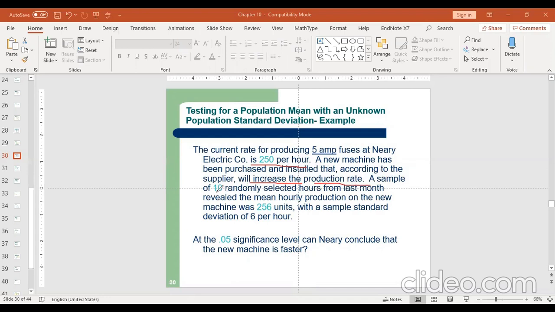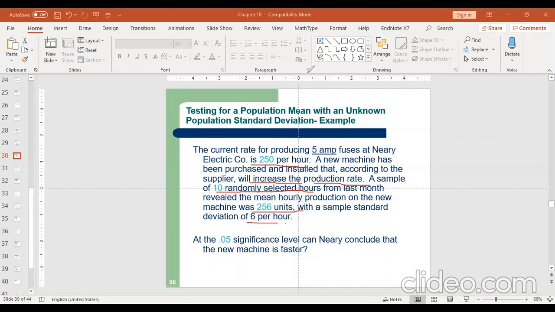A sample of 10 randomly selected hours from last month revealed the mean hourly production on the new machine is 256 units. So the new machine will produce 256 units with the sample standard deviation of 6 per hour. So this is the information at the 5% significance level. Can Neary conclude that the new machine is faster? So there is a 5% significance level that Neary will install a new machine, and that new machine will have efficient production.